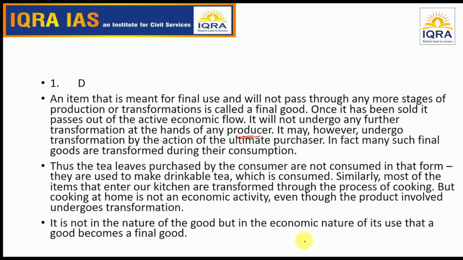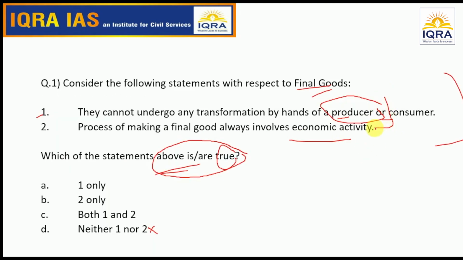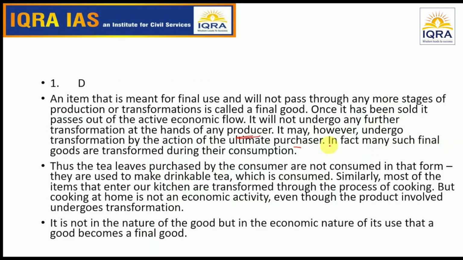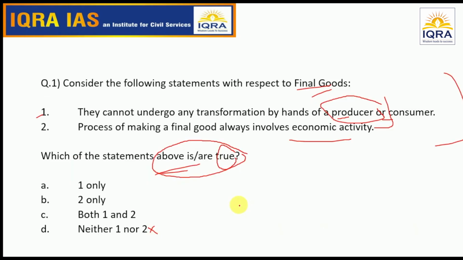Second, it may undergo transformation by the action of the ultimate purchaser. So if just consumer would have been written, things would have been different. Thus, most of the items, like this is an example which is given here, it is not in the nature of the good, but in the economic nature of its use that it becomes a final good. So both the statements are wrong. What is wrong here? Here it is producer, here it is always.